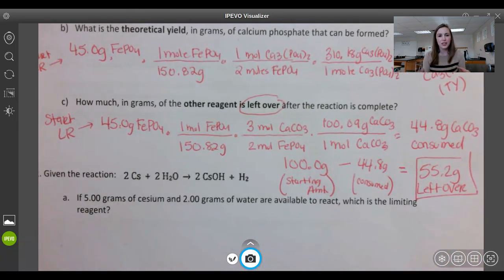Okay, so those are like the big calculations to start off limiting reagents with. I'll post a couple other videos to help you as well.